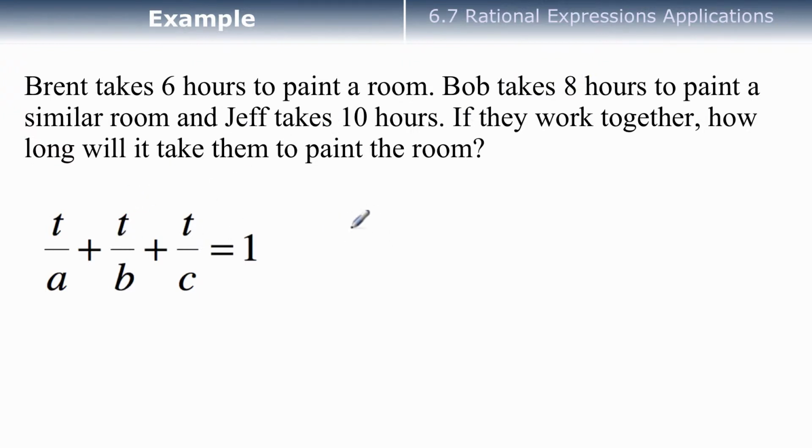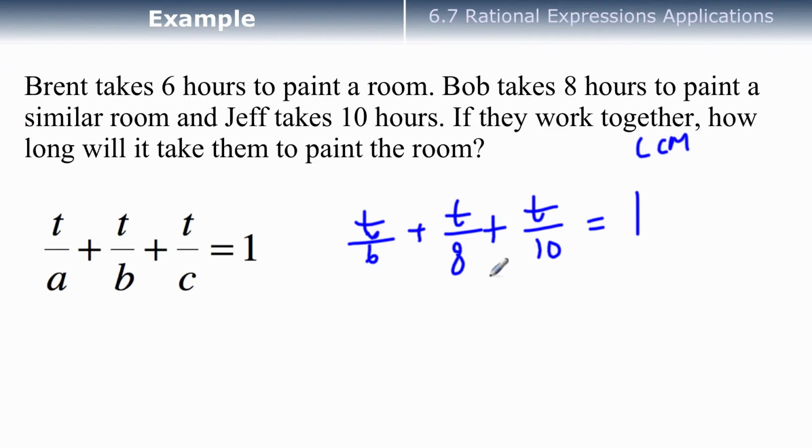Let's see. So here's our formula. T over 6 plus T over 8 plus T over 10 is equal to 1. I should make my T a little curly so it doesn't look like a plus. Okay, LCM. 6, 8, and 10. I might have to do that with the 6 is 2 times 3, 8 is 2 times 2 times 2, and 10 is 2 times 5. So I'd need 3 2's.